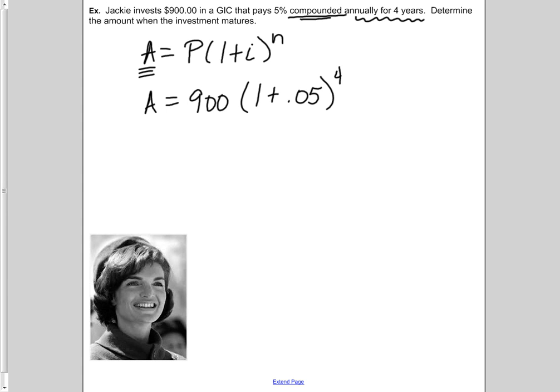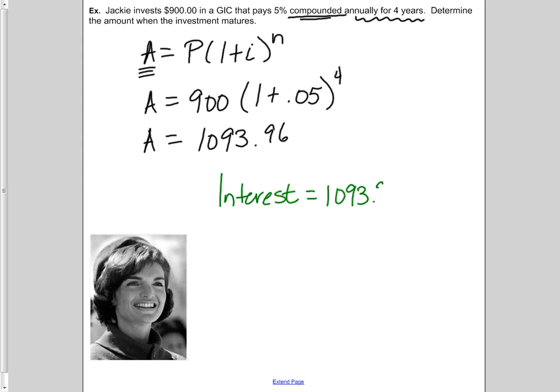So we're going to put that equation into our calculator. Total amount is $1,093.96. If I asked you how much of that is interest, we would simply take the amount, subtract what she invested, and we would have our interest, $193.96.